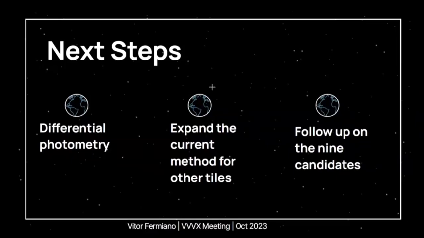The second thing, after the differential photometry, is that we're going to expand the method to the other tiles. We did it first on the 3 tiles because they have high cadence, which was the best cadence in the VVV. So we did it on these 3, but the idea is to expand to the average tiles that have a good cadence. And the third step is to follow up on these 9 candidates and see if there are good candidates, if we can confirm them, or if it's just error and noise.